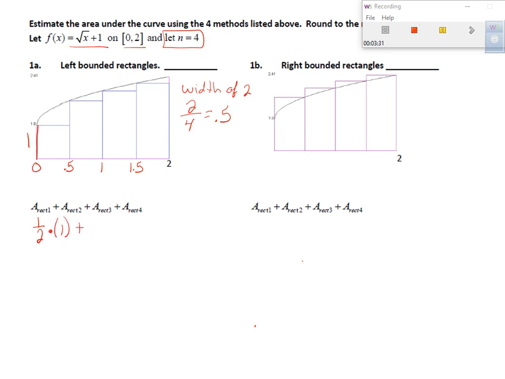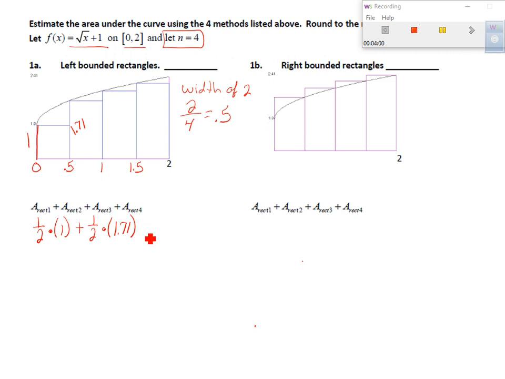Plus, now let's go get rectangle number 2. Well, I know its width is also 1/2. Now I need the height of it. So I need this height right here. So I need to plug 0.5 into my original equation. And guys, when I did that earlier, I had 1.71. So I got 1/2 of 1.71.